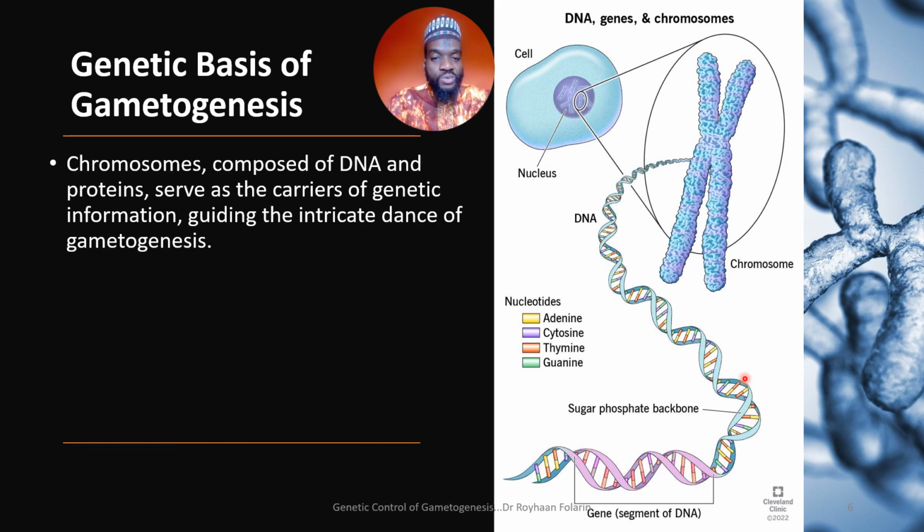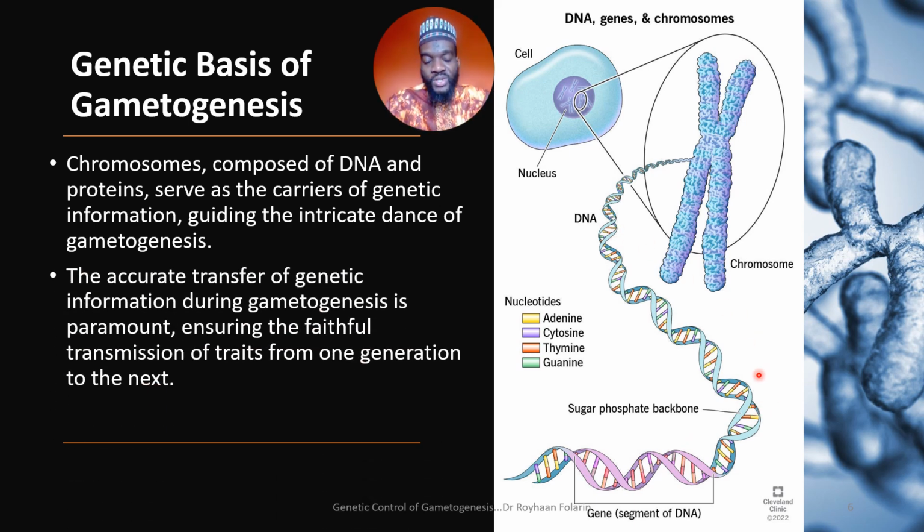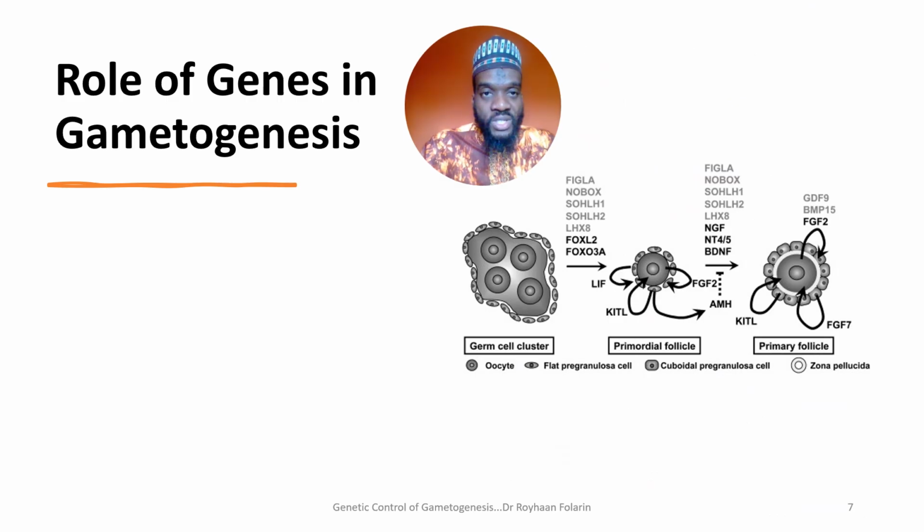So these chromosomes, which you understand are composed of DNA and proteins, serve as the carriers of genetic materials and of genetic information that guide the intricate dance of gametogenesis. And for the genetic transfer to be accurate during gametogenesis, the genes have to come into play to ensure that there is a faithful transmission of traits from one generation to the other. And that's why there is a genetic control for gametogenesis.